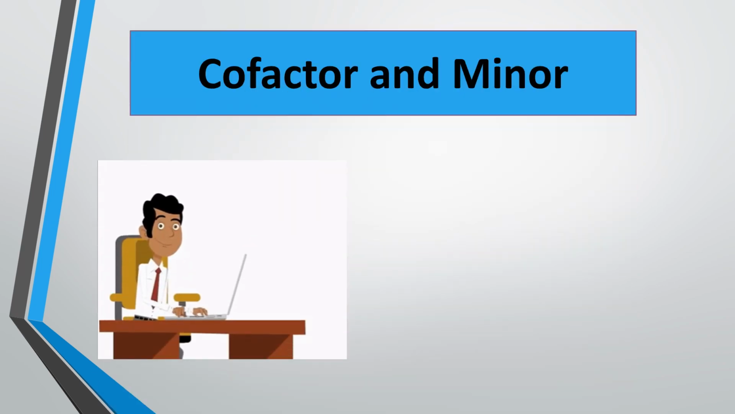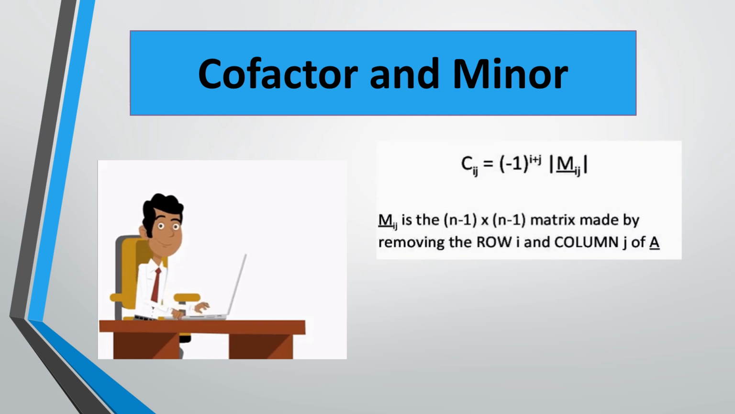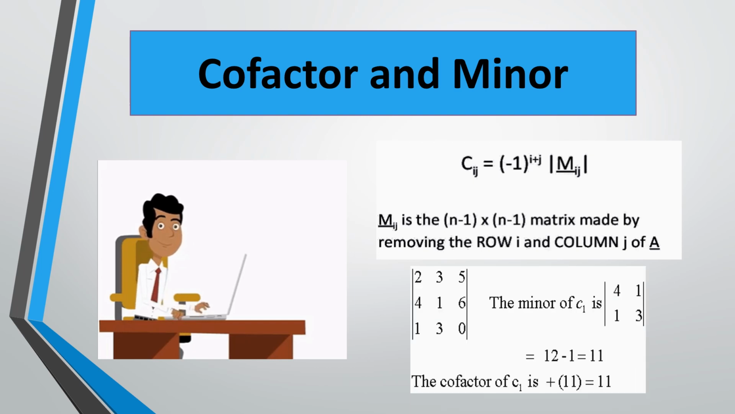Cofactor and minor. By the minor of an element of a determinant, we mean the subsquare determinant of the given determinant in which the particular element aij does not exist. It is obtained by deleting the row and the column on which the particular element aij lies. It is represented by mij, which denotes the minor of an element in the ith row and the jth column of the determinant. Its value is obtained by deducting the product of its non-leading diagonal elements from the product of its leading diagonal elements.